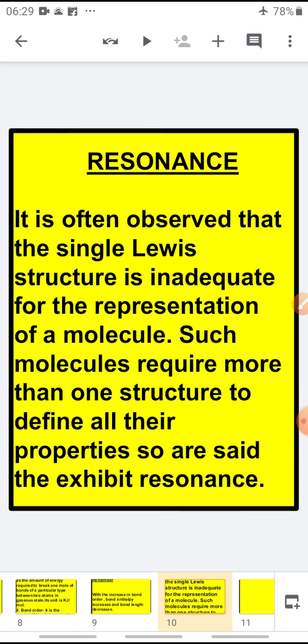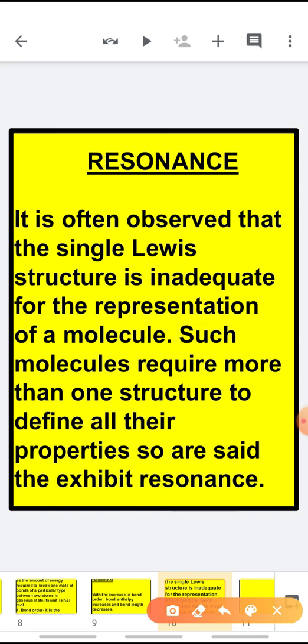Now, children, what is resonance? See, you all must have seen that many a time there are certain molecules which are having two different structures or more than two structures. Actually, it is often observed that one single Lewis structure is inadequate for the representation of all the properties of a molecule. Such molecules require more than one structure to define all the properties and are said to exhibit resonance.